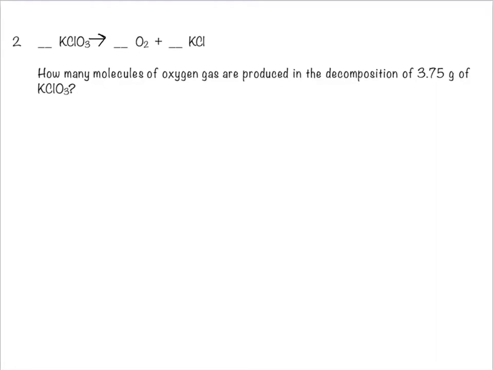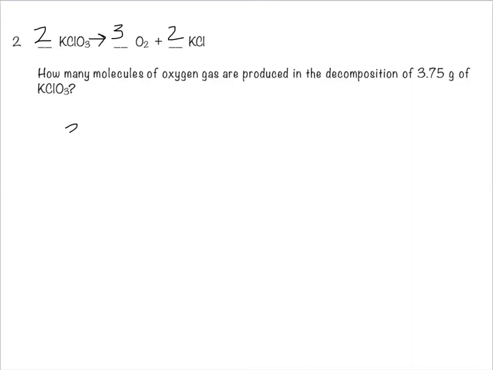This is a very similar type problem, another stoichiometric problem. This time it's asking for molecules. That's no big deal. You know the relationship between moles and molecules. Let's start by balancing this. 2 in front of the potassium chlorate. Let's see, oxygen, you should have a 3. And potassium chloride, you need a 2.